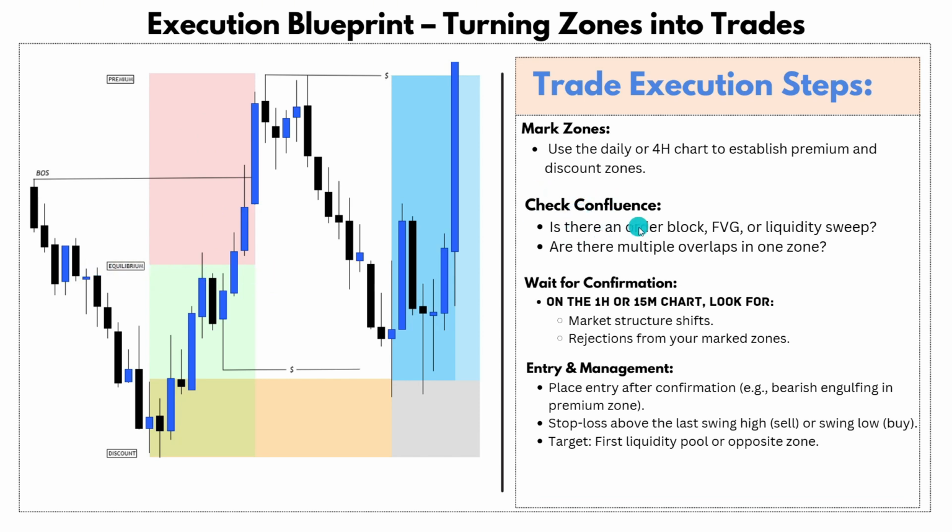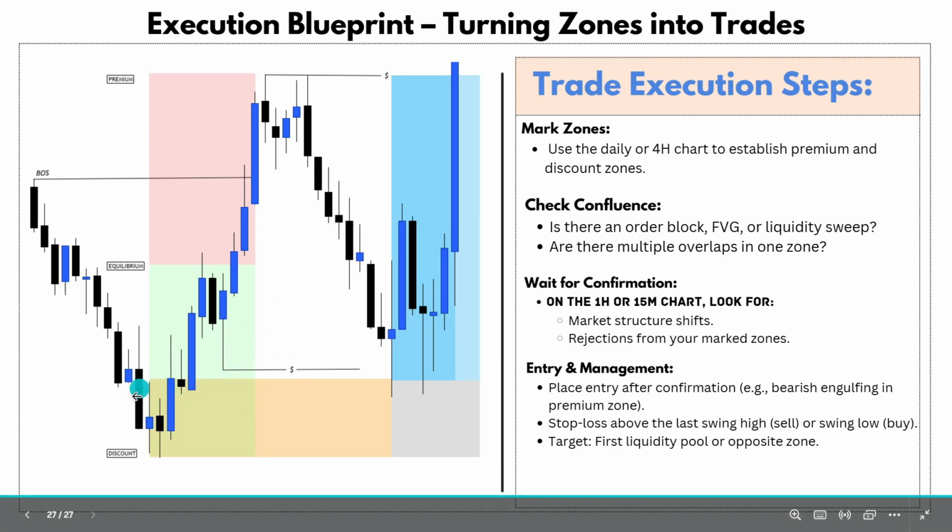Like we stated, is there an order block? Is there a fair value gap? Is there a liquidity sweep? Are there multiple overlaps in one zone? As you can see in this discount zone, we have this old low right here. So this is a point of liquidity. And we have this order block right here, which is another type of confluence.